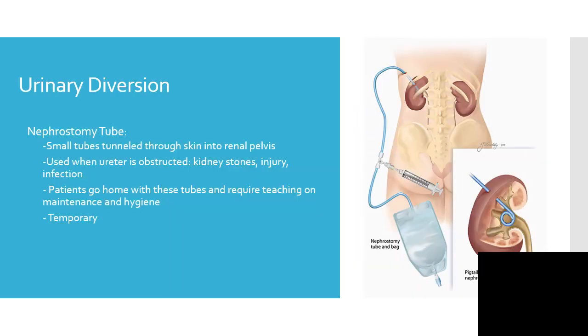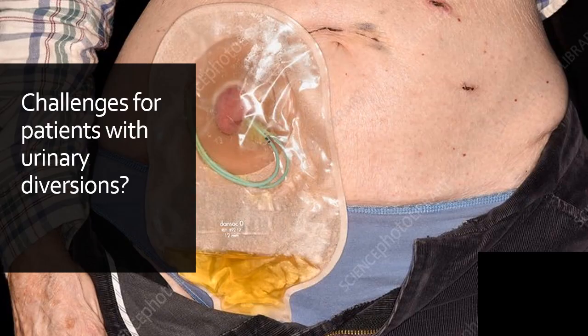Urinary diversion also includes the use of nephrostomy tubes. These are small tubes that are tunneled through the skin into the renal pelvis. And these also don't have to be permanent. They're used when the ureter is obstructed, maybe from a kidney stone, a traumatic injury that has crushed the kidney, or acute infection. Patients can go home with these tubes, and you have to do good teaching so they know how to maintain them and use proper hygiene so they don't get an infection. And they're temporary. They'll go back to the urologist's office and have them removed.